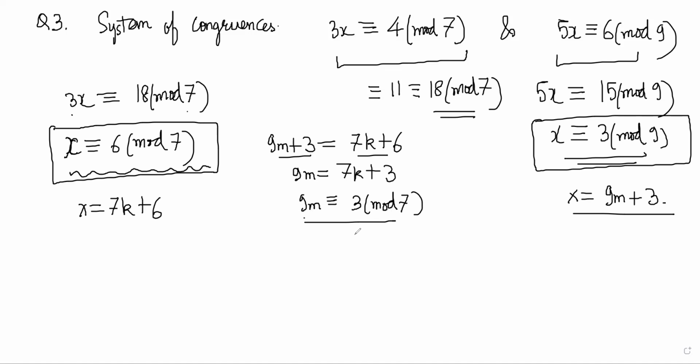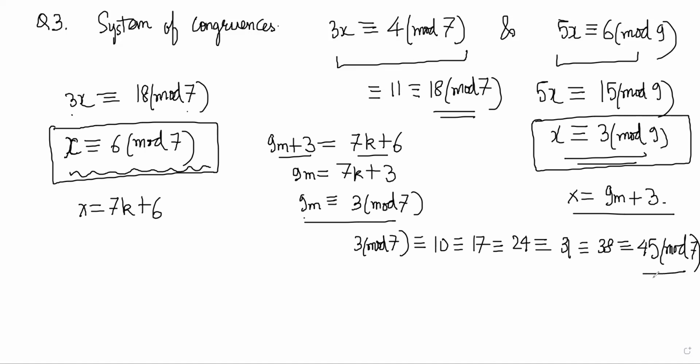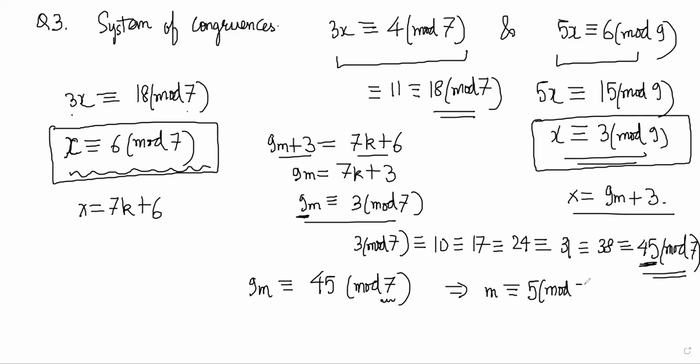So this can be written as 3 plus 7, 10. 10 is not divisible by 9, plus 7, 17. So I'm saying 3 mod 7 is congruent to 10, congruent to 17, congruent to 24, congruent to 31, 38, 45 mod 7. Why do I stop at 45? Because I want to divide by 9 and 45 is divisible by 9. So I'm going to write this as 9m congruent to 45 mod 7. And now I'm going to divide by 9 on both sides, right? You can divide by 9 without changing the modulo because the GCD of 9 and 7 is actually 1. So this becomes m is congruent to 5 mod 7, so m should be 7p plus 5.